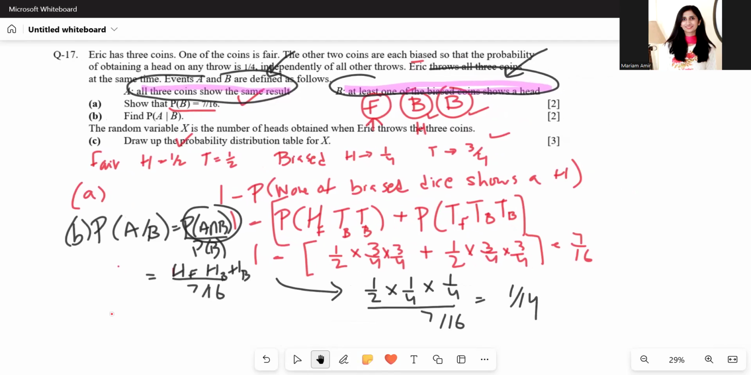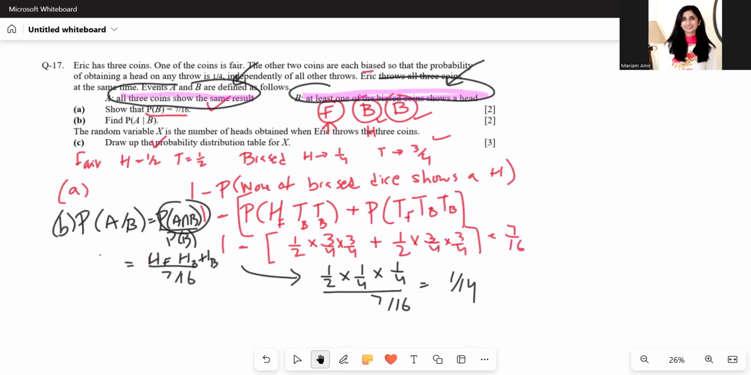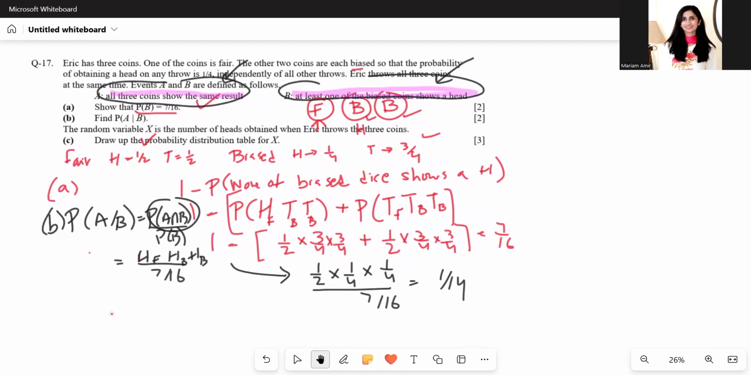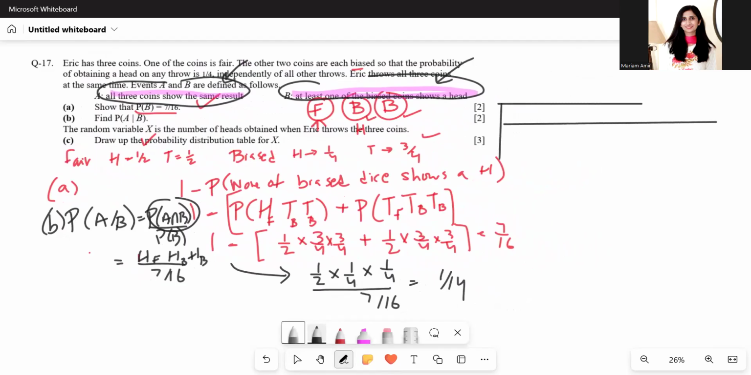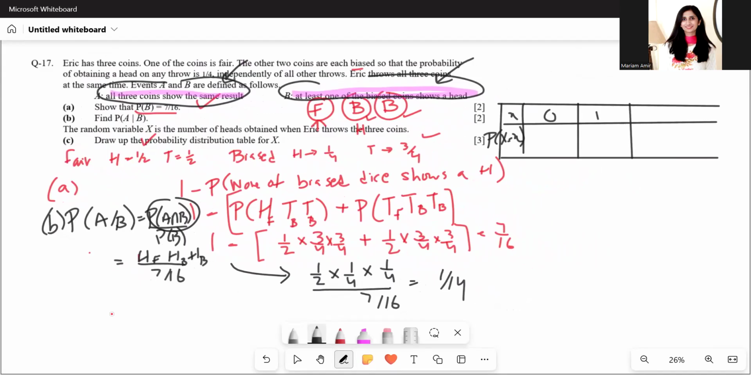Next is the random variable x is the number of heads obtained when Eric throws the three coins. Draw the probability distribution table for x. Okay, let's do that here. So number of heads could be, this would be probability x equals x, either 0 heads or 1 head or 2 heads or all 3 heads.